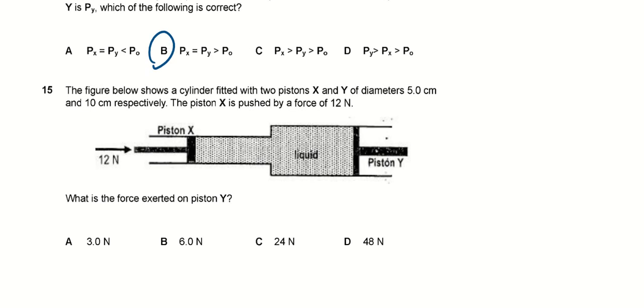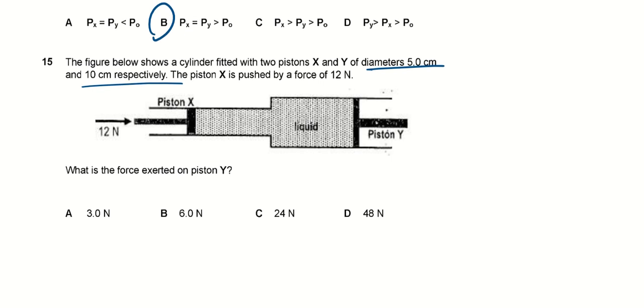The trick here is the diameter. Okay, diameter of x is 5, diameter of y is 10. So their difference in diameter is 2 times. Therefore, their difference in area will be 4 times. Okay, so answer will be D.